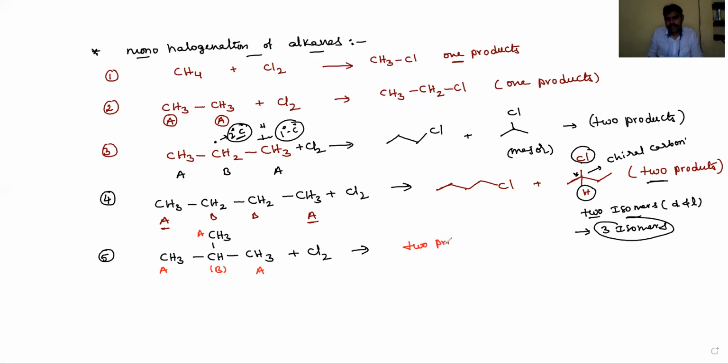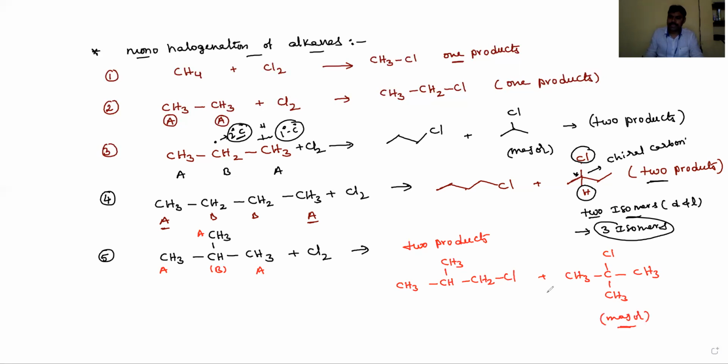Two products, and no one product has any chiral carbon. What are those two products, dear students? The two products are CH3, CH bond CH3 bond CH2 bond Cl, and another one is CH3 bond Cl bond CH3, means tertiary carbon containing hydrogen will be replaced, and it is the major product. 2-chloro-2-methyl propane is the major product.